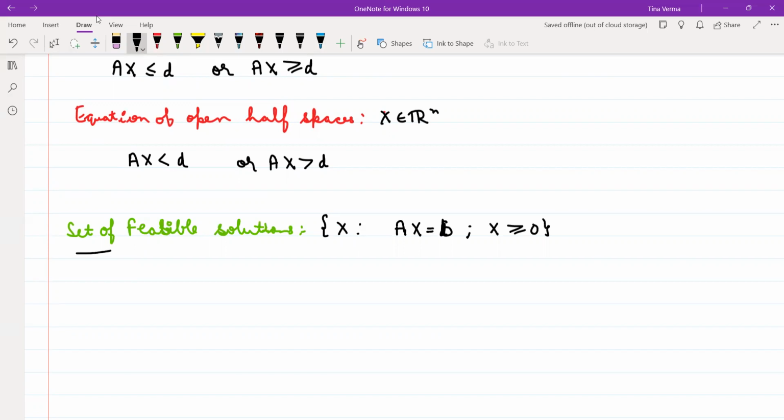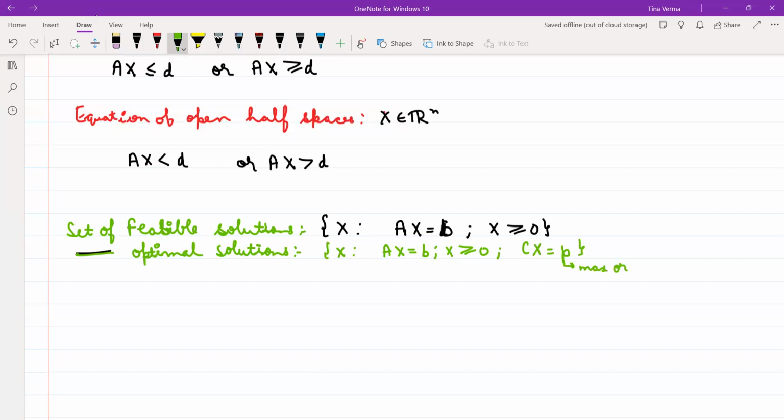Next, the set of optimal solutions. All those points x which are feasible, plus if you put them in the objective function, they give you either the maximum or the minimum value. That point you will say is your optimal solution.